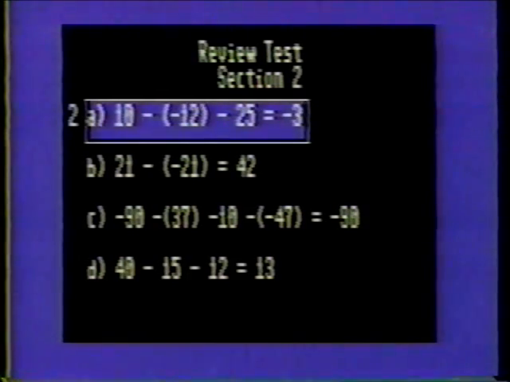Problem 2A. 10 minus negative 12 minus 25. Earlier, we discussed how a negative sign alters the sign of the number it precedes. Now you can see an example of that. 10 plus 12 minus 25 is negative 3.